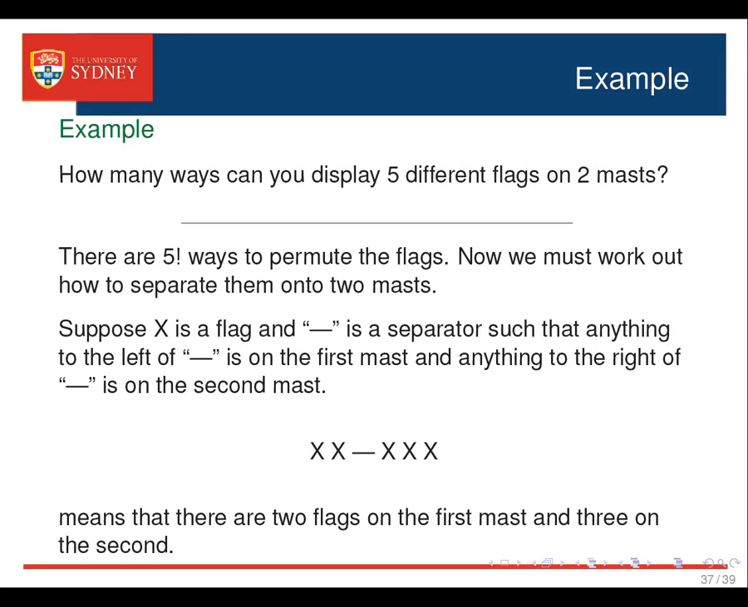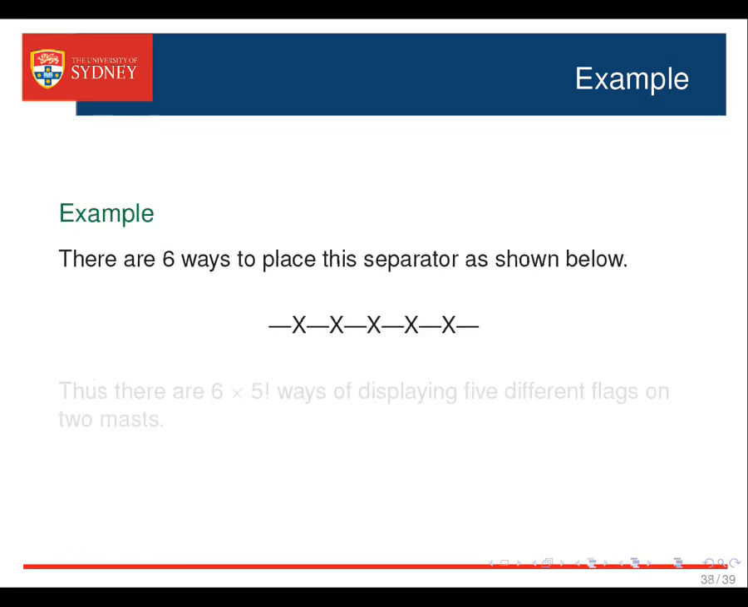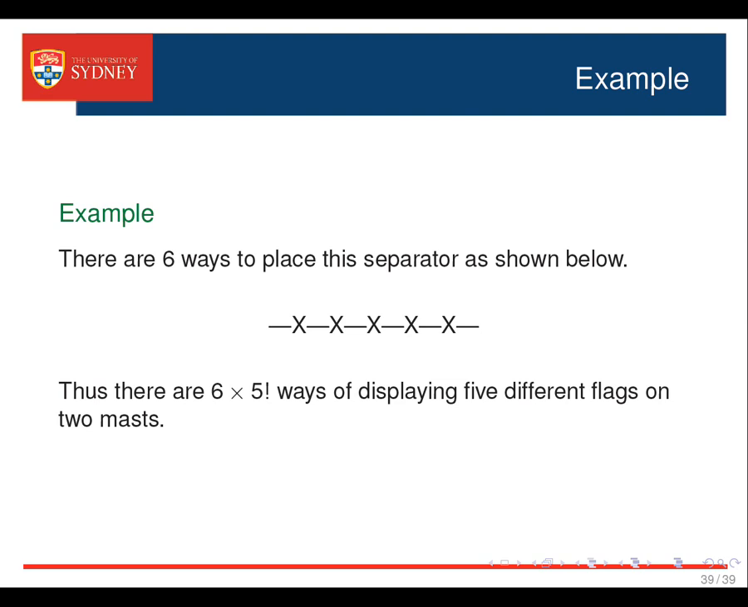For example, XX-XXX means that there are 2 flags on the first mast and 3 on the second. There are 6 ways to place this separator as shown below. Thus, there are 6 times 5 factorial ways to display 5 different flags on 2 different masts.